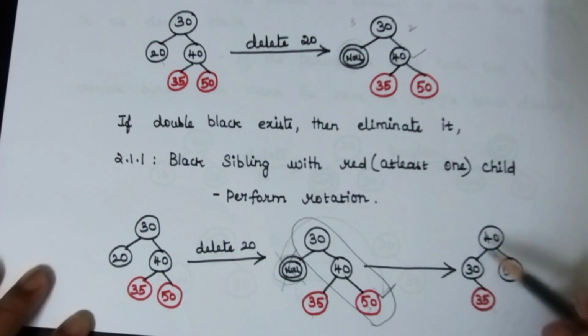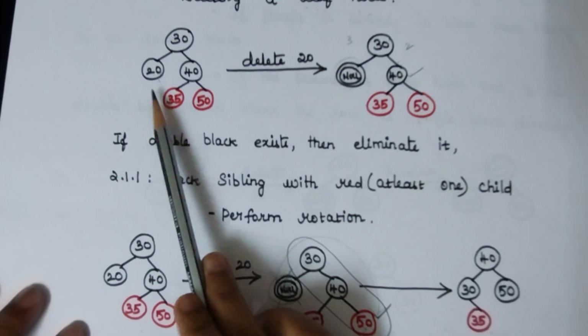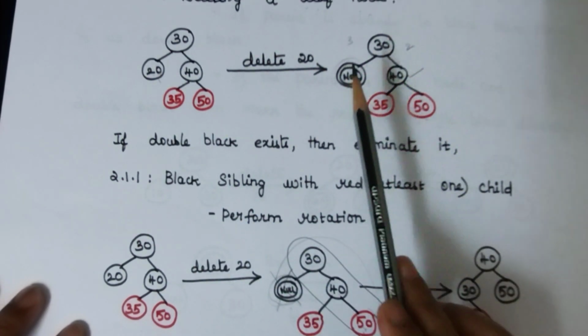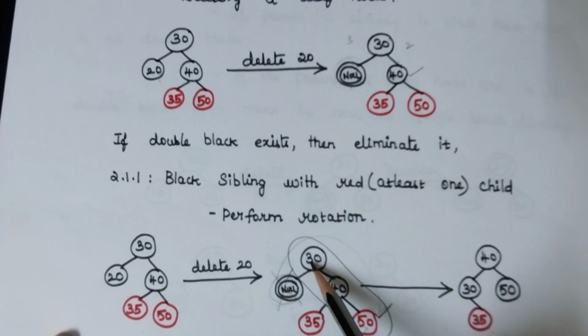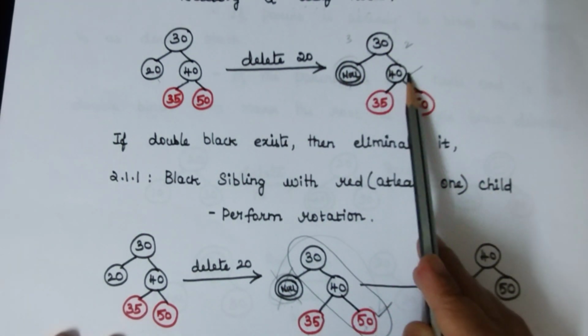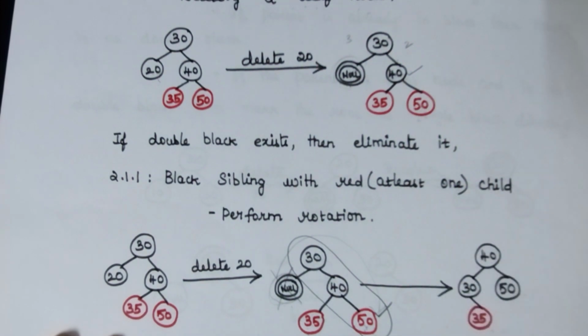You can check how many black nodes are in this path and how many black nodes are in this path. So it is equal. Now the tree is balanced. So when you get a double black node after performing deletion, we eliminate that double black with this operation, rotation and all those things, when the sibling is black in color and at least one child of the sibling is red in color. In this case you are performing this rotation and recoloring.